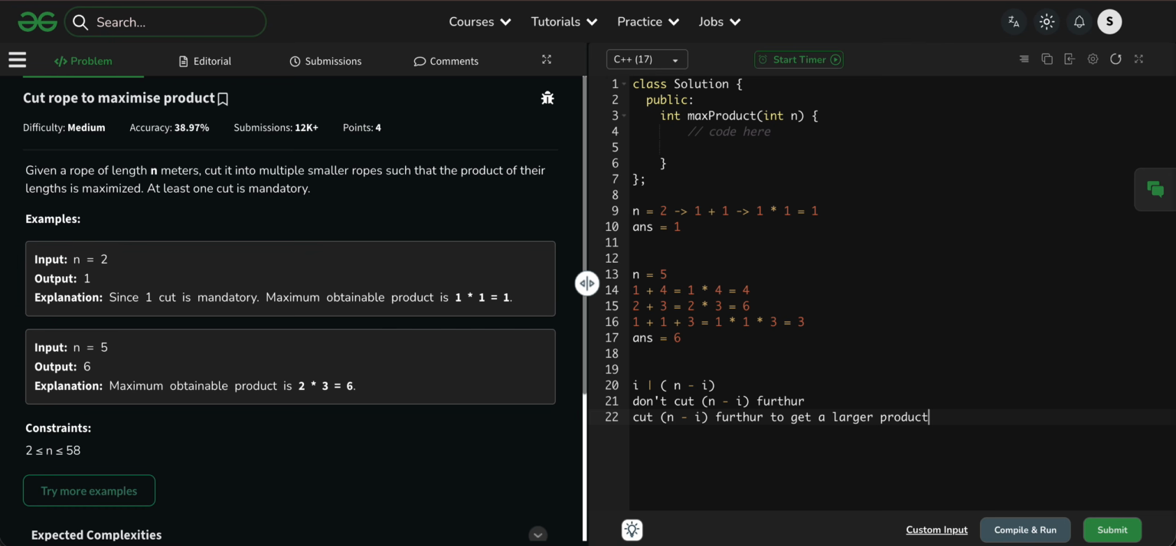Now I have explained the brute force approach. What is the brute force approach? Try every possible cut. We try all possible cuts to see what can happen. Function f of n is equal to the max of i into n minus i, and with that, i into f of n minus i. This is the recursive formulation.